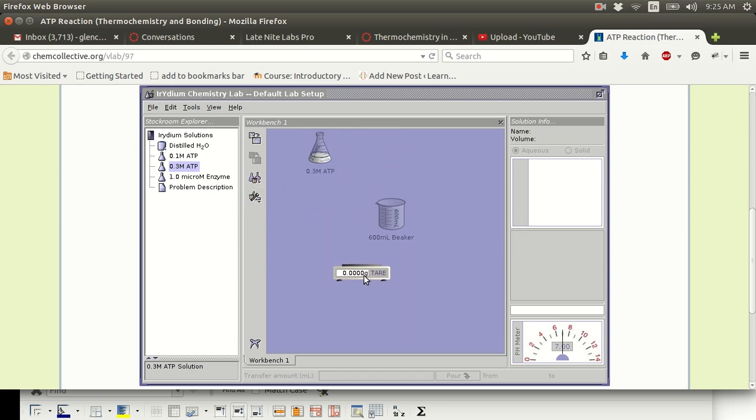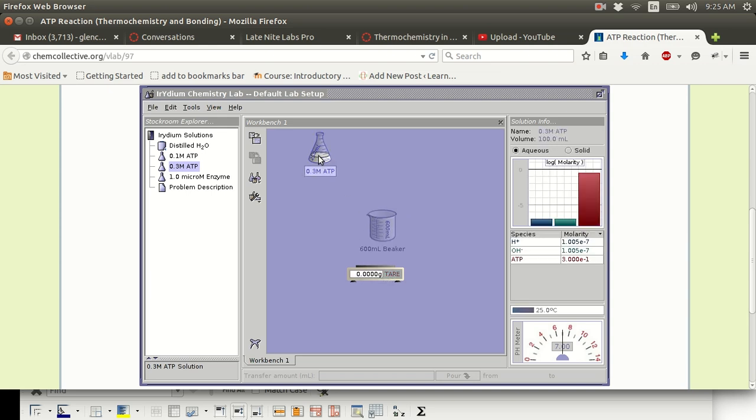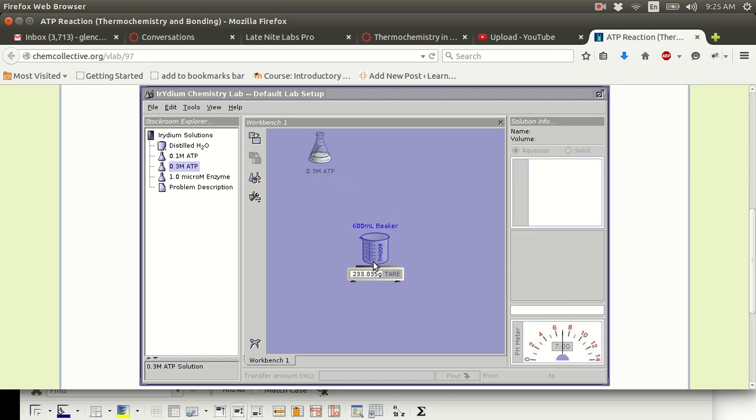There's a scale. So you can't use the scale with more than one beaker at a time. You have to weigh this beaker, and then you can press the tare button, or you can write down this mass. You can use the tare button to make the scale think that this beaker is 0. That means whatever goes into the beaker will be weighed by the scale. Okay. And then you can add your ATP solution.